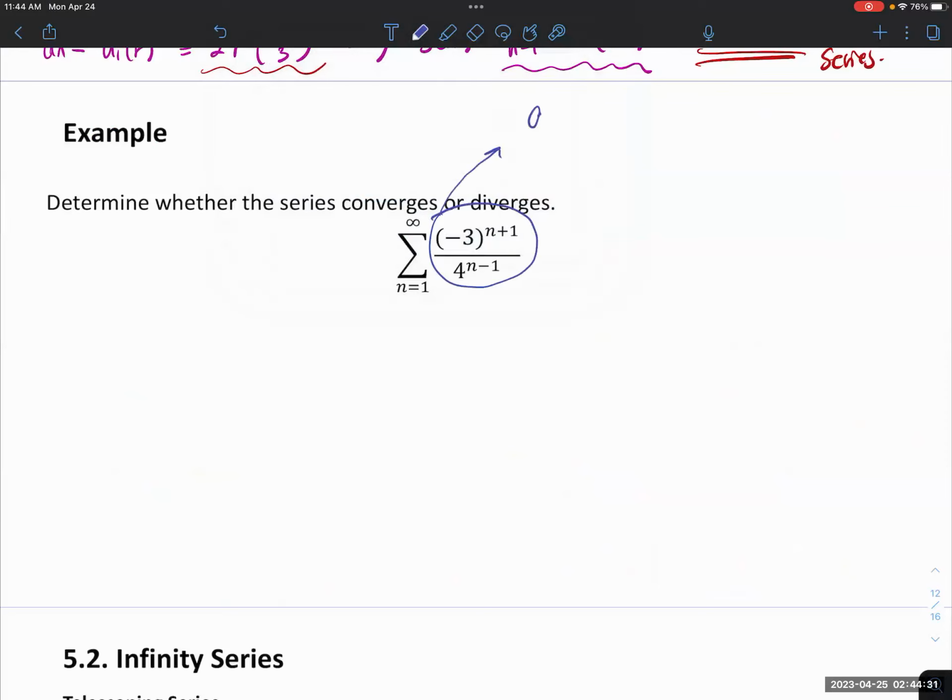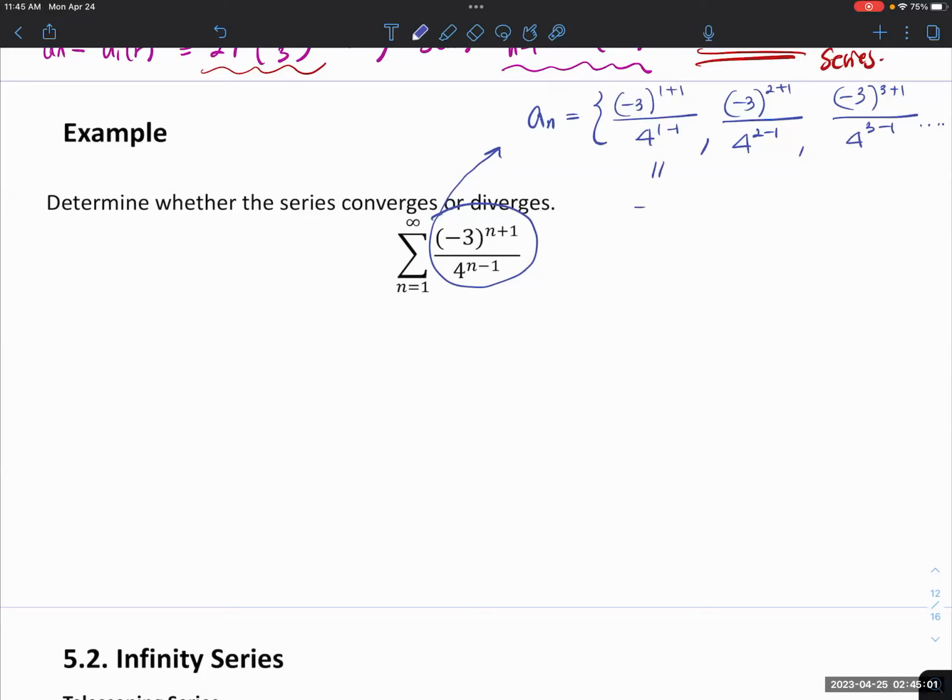So An, I want to find out the first number. Plugging in 1: (-3)^(1+1) over 4^(1-1). And then the second number: (-3)^(2+1) over 4^(2-1). So actually you are able to find out each term: (-3)^(3+1) over 4^(3-1). So keep going. I'm going to just simplify a little bit.